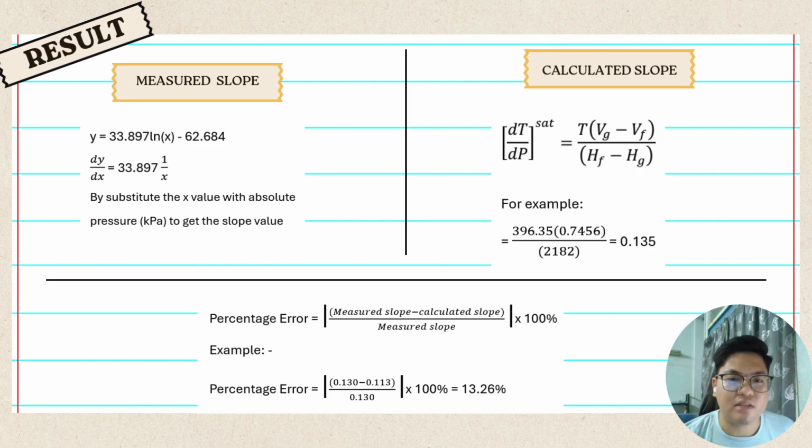To calculate the percentage error, the equation is measured slope minus calculated slope, divided by measured slope, times 100. So for example, 0.13 minus 0.113 divided by 0.13 times 100, and we will get 13.26%.